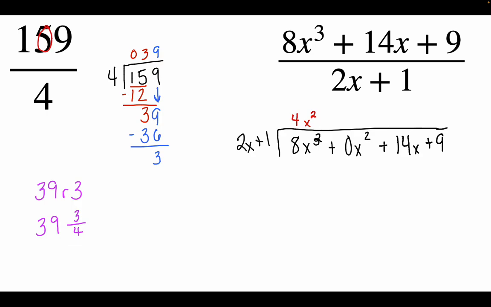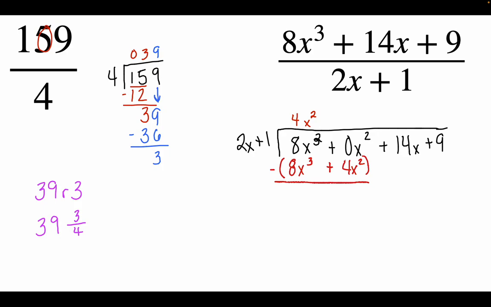So I'm going to start by multiplying by 4x squared. So 4x squared times 2x gives us 8x to the third. And 4x squared times 1 gives us 4x squared. Now, what I like to do is because we're subtracting, and I personally tend to lose my negatives and subtractions, I like to put this in parentheses and my subtraction on the outside. And then I think about what that means.